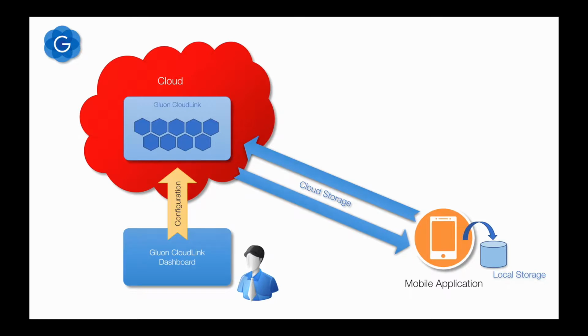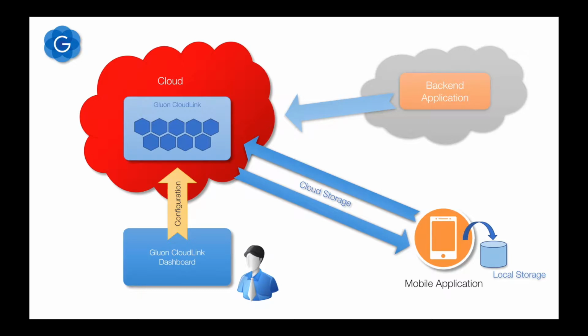Should local change propagate to Gluon CloudLink, or in case the data in Gluon CloudLink changes? In addition, Gluon CloudLink provides the ability to link your mobile app with another backend or cloud infrastructure.